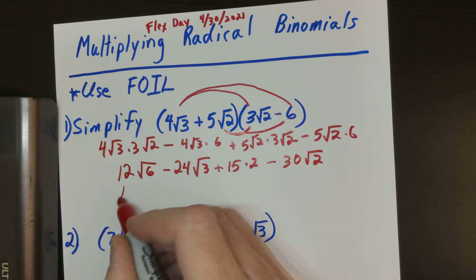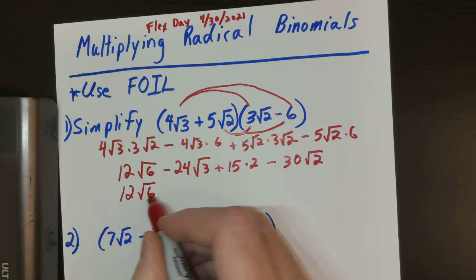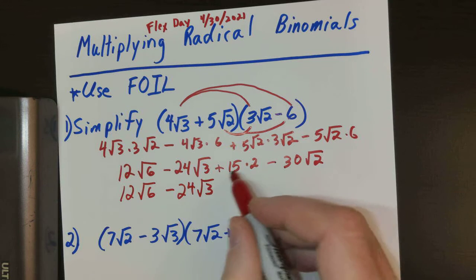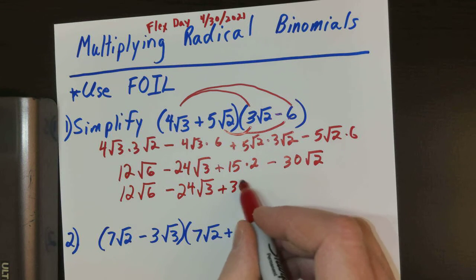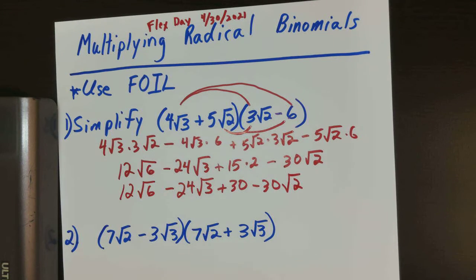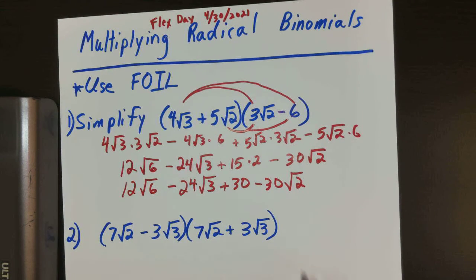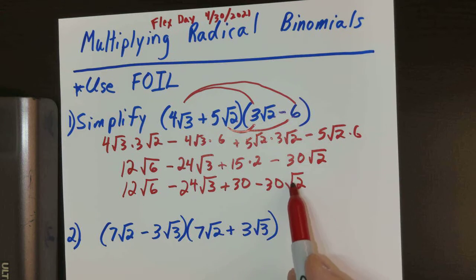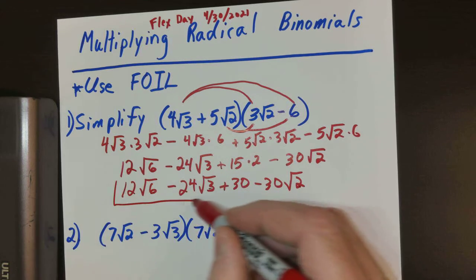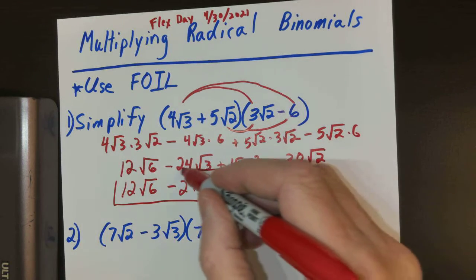Let's take a look at what we have here. I got 12 radical 6 minus 24 radical 3 plus 30 minus 30 radical 2. Now the only thing I would look for in this is if I had the same radical or constants that I could put together. This is square root of 6. There's no other square root of 6. This is square root of 3. That's the only square root of 3. This is the only square root of 2. So I'm going to call this my final answer. We can't simplify that anymore.